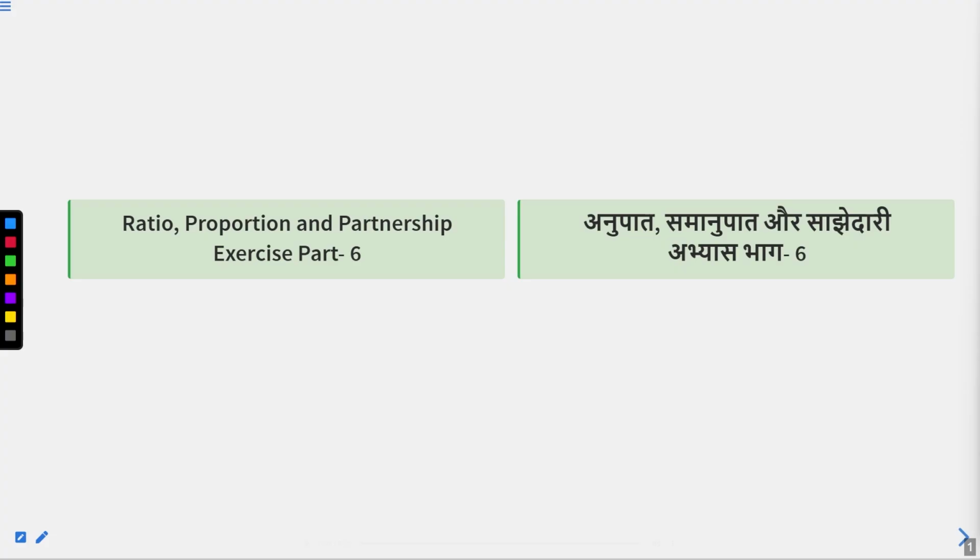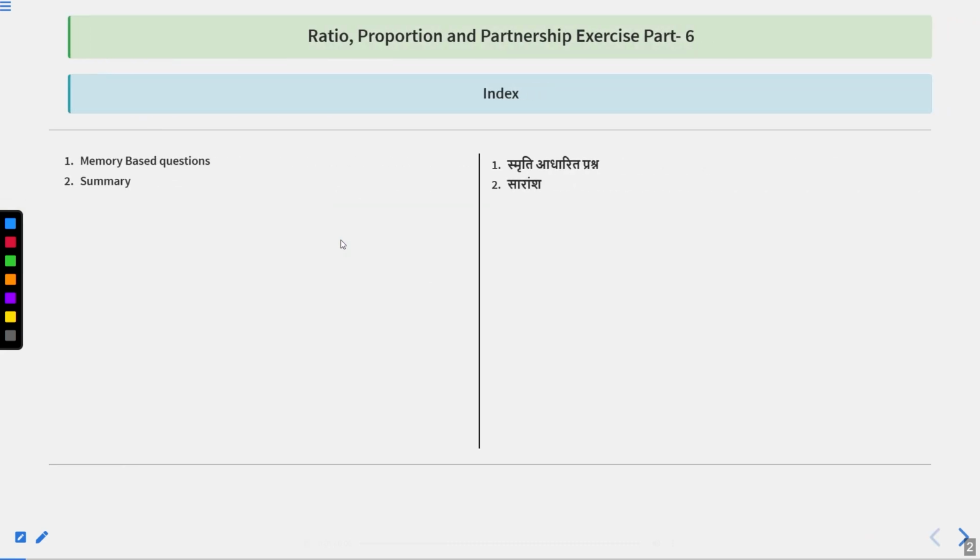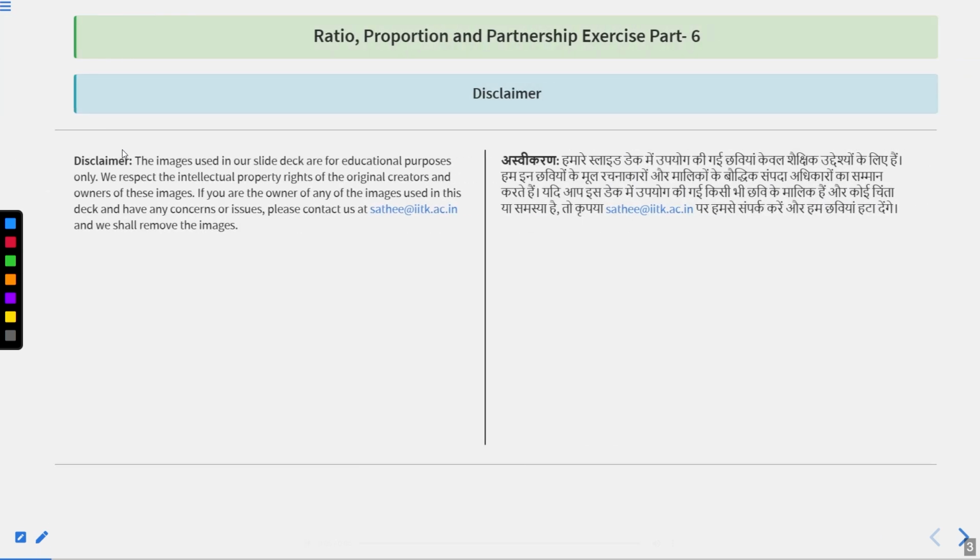Hello student, in today's class we will discuss ratio, proportion and partnership exercise part 6. Okay, let's see first index. Index is memory based questions. In this slide we have some memory based questions which were asked in previous year questions, then we summarize our today's lecture.